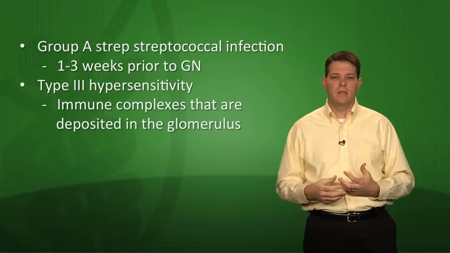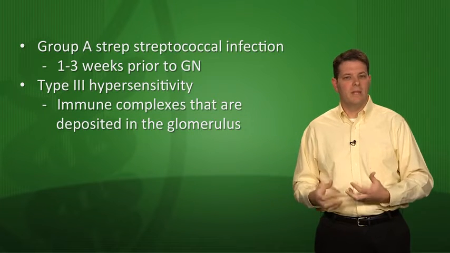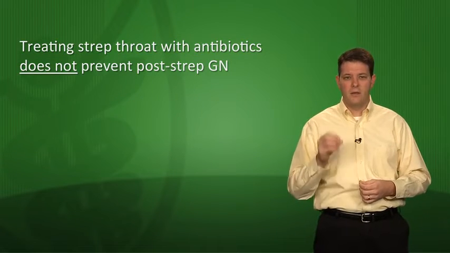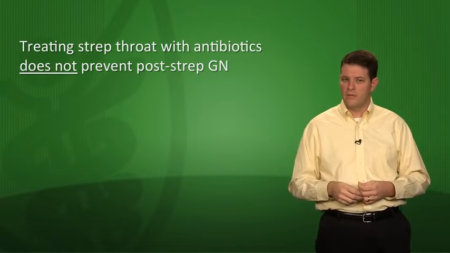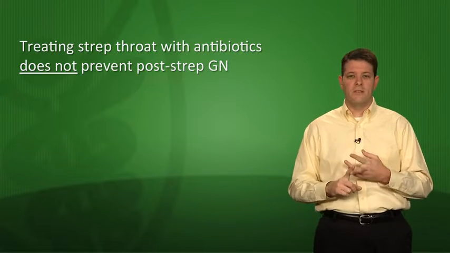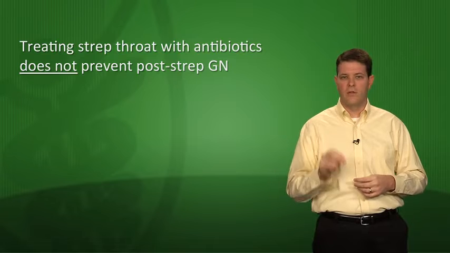So this is a type 3 hypersensitivity reaction where circulating antibodies bind to certain streptococcal antigens and they form immune complexes, and those immune complexes get deposited in the glomerulus. But it's worth mentioning that because this is an immune complex mediated disease, treating strep throat with antibiotics does not prevent post-strep glomerulonephritis. Antibiotics do prevent acute rheumatic fever and they prevent rheumatic heart disease, but they do not prevent post-strep glomerulonephritis.